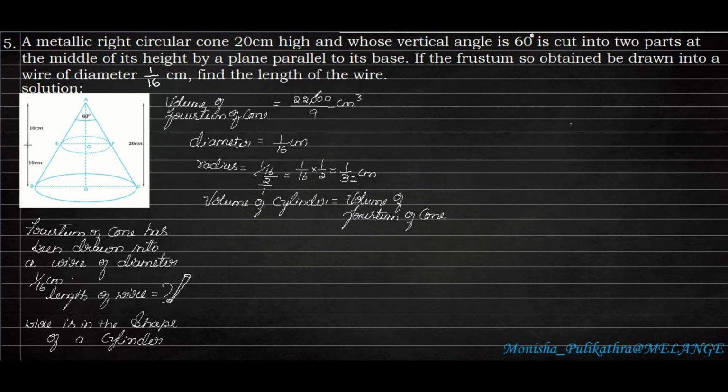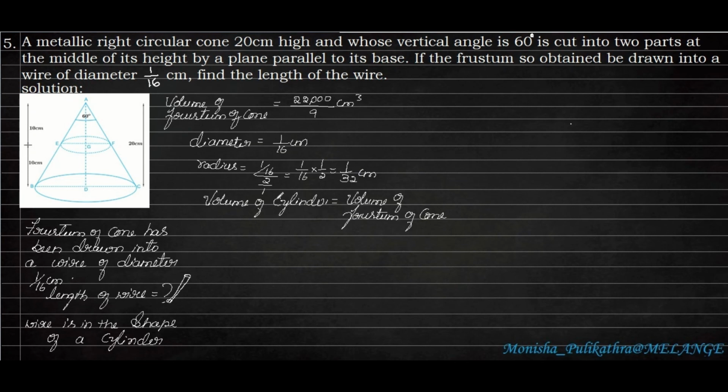The volume of the frustum of cone is 22,000 by 9 centimeter cube. Here the diameter of the wire is given as 1 by 16 centimeter. So the radius will be diameter by 2, so 1 by 16 divided by 2. Dividing by 2 means multiplying by the reciprocal, 1 by 2. It becomes 1 by 16 into 1 by 2, so the radius is 1 by 32.